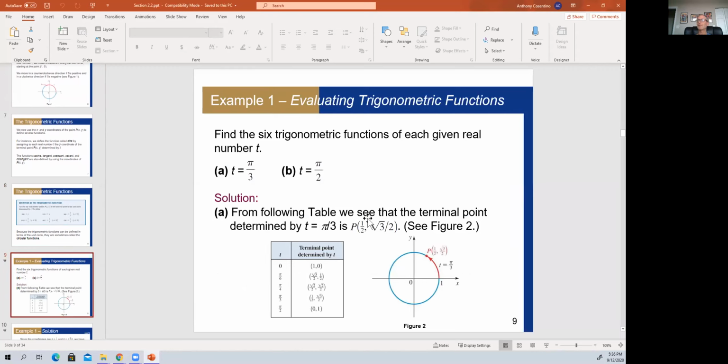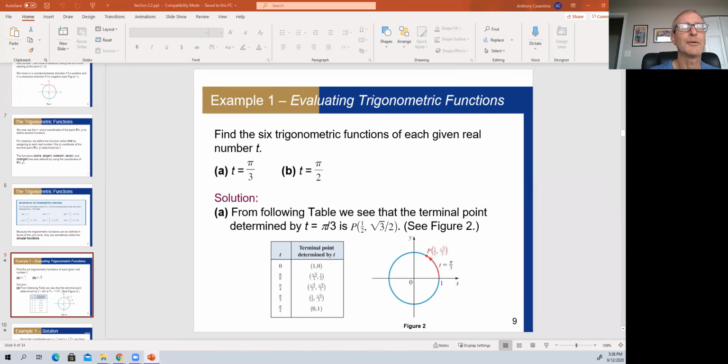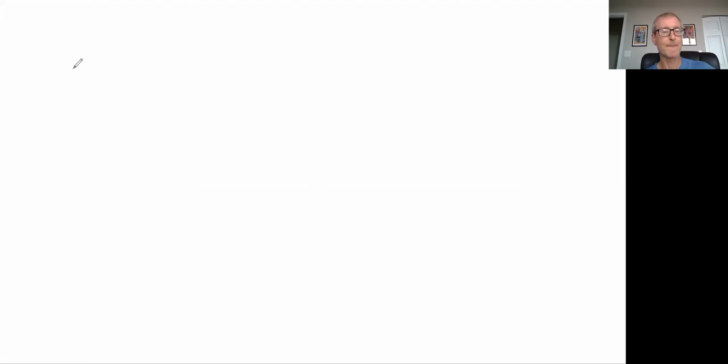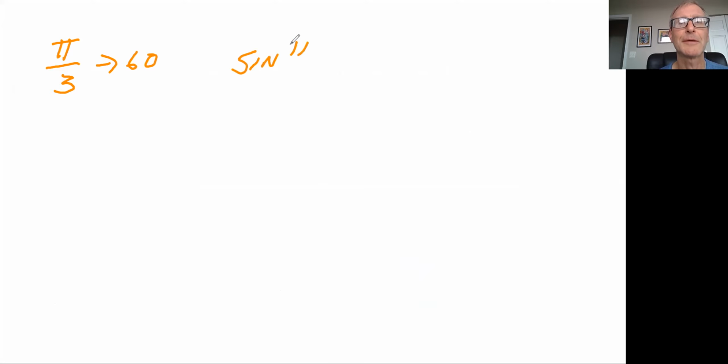So let's take a look at, for example, if the angle, or you travel around the unit circle, pi over 3, which would be 60 degrees, right? And so if you take a look at our table, pi over 3 is 60 degrees. And so what are the values? So let me pull up the whiteboard here. And so if the angle is pi over 3, that's 60 degrees. Look at our table.